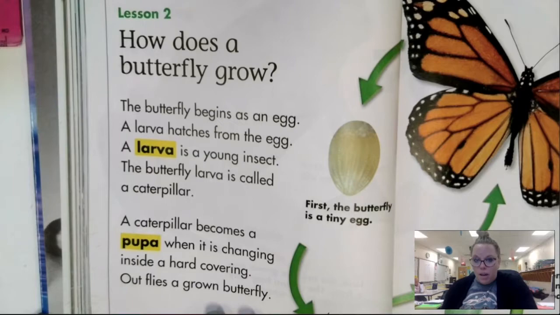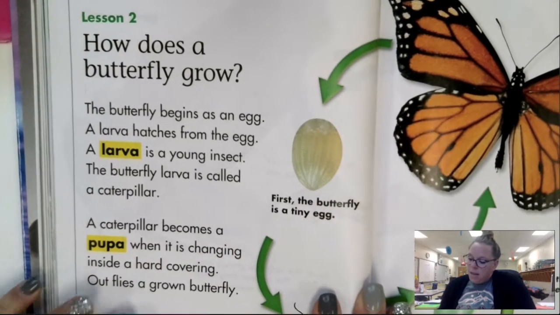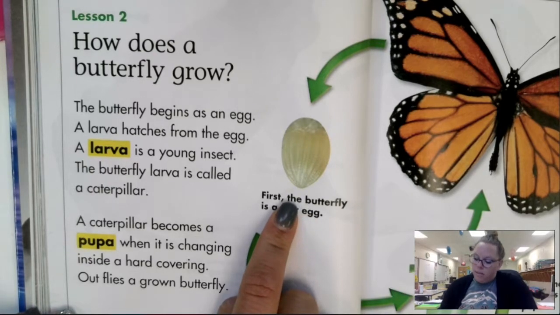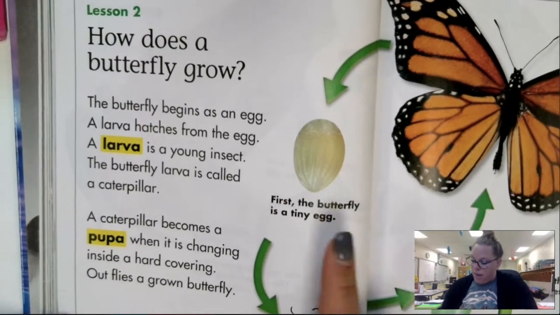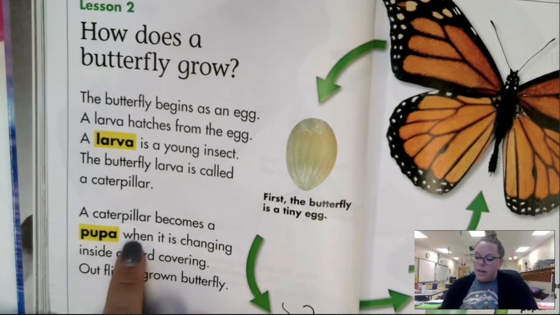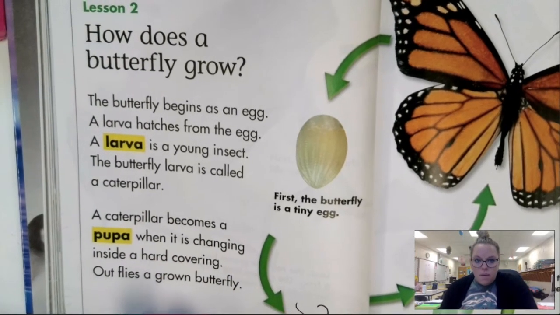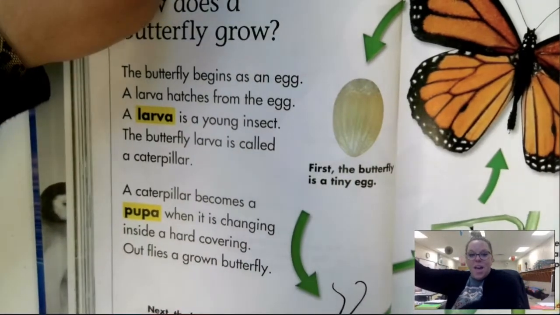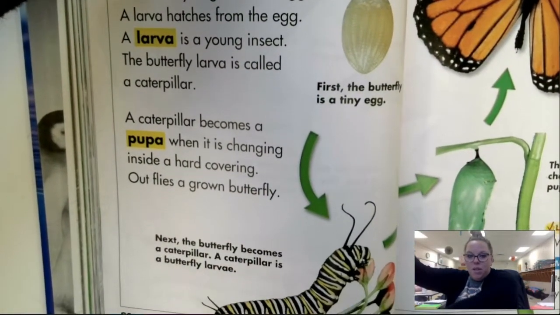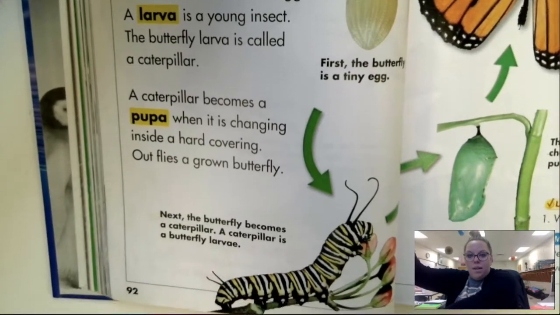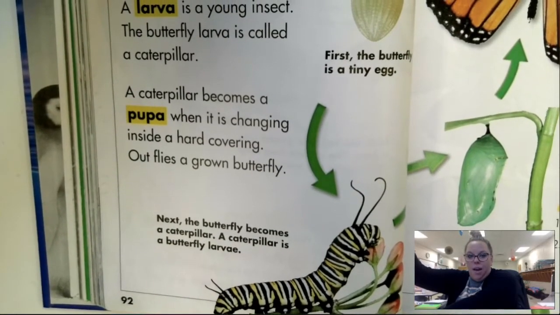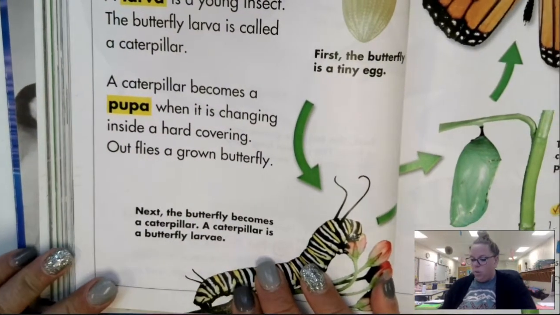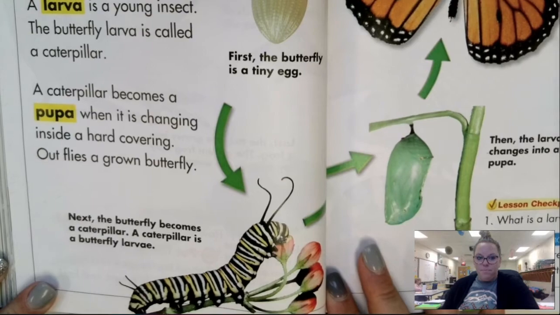How does a butterfly grow? Well, the butterfly begins as an egg. A larva hatches from the egg. A larva is a young insect. The butterfly larva is called a caterpillar. A caterpillar becomes a pupa when it is changing inside a hard covering. And then out flies a grown butterfly.